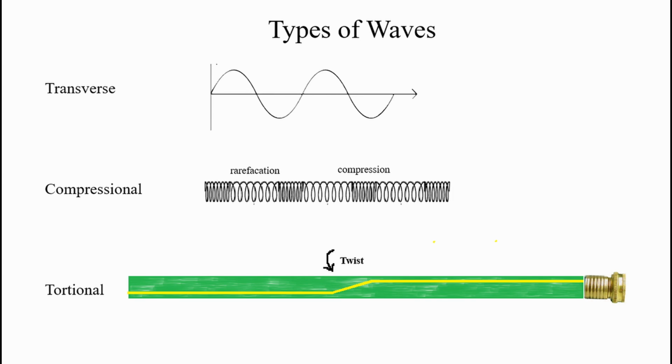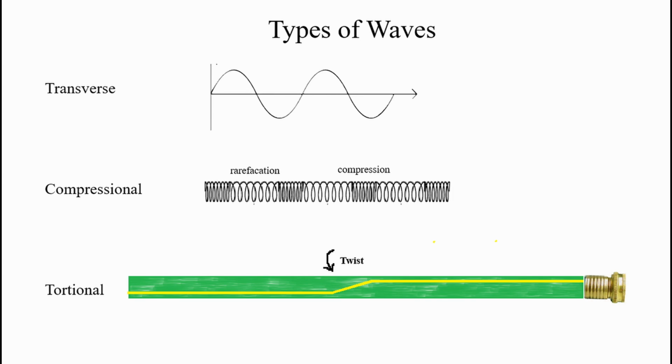The second is the compressional wave. You can think of it as a slinky hanging from bits of thread from the ceiling, and you push it and you'll see areas of compression and rarefaction. A good example of a compressional wave is the sound wave. The third type of wave, which most people don't know that much about, is the torsional wave.